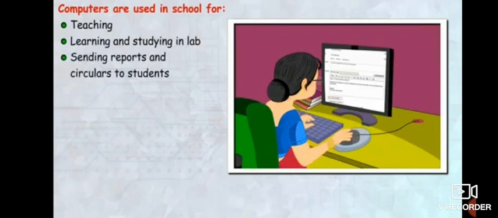Next one is sending reports and circulars to the students. Take an example of present condition. All the updation, syllabus, circulars, etc. class teachers send to the parents from the computer. So they prepare all the circulars in the computer and then they send it to the parents.